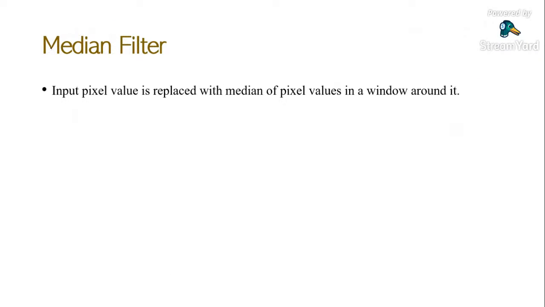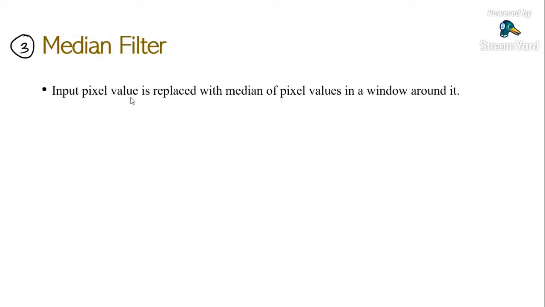Now the next mask is the median filter mask. So what do you mean by median filter mask? In the median filter mask, if you want to modify the pixel value, the value of the pixel is replaced with the median of the pixel values in the window around it.